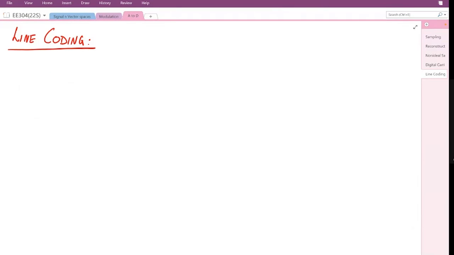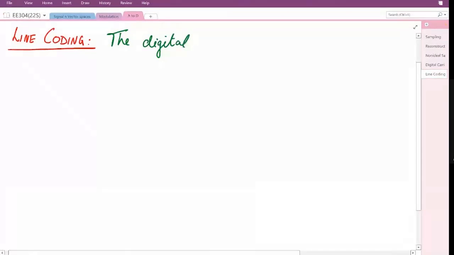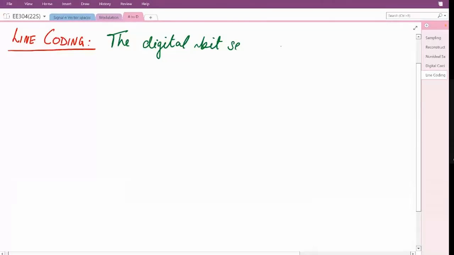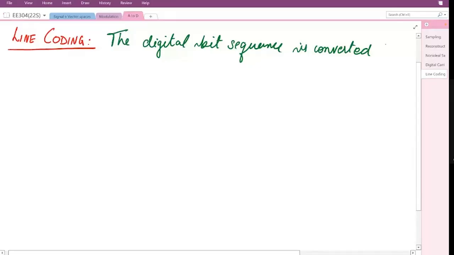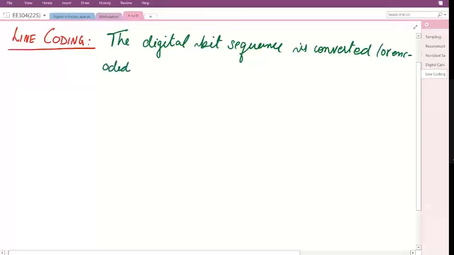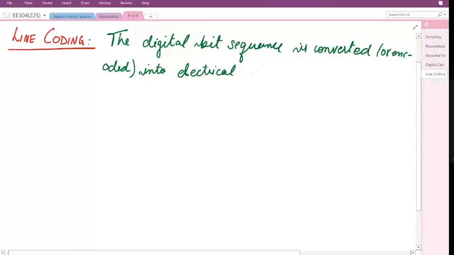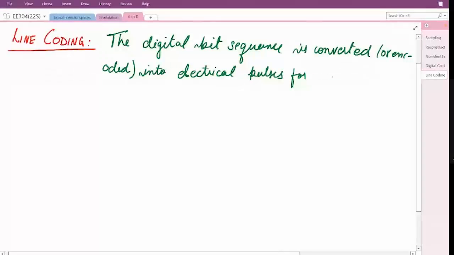So this is pulses for the purpose of transmission.